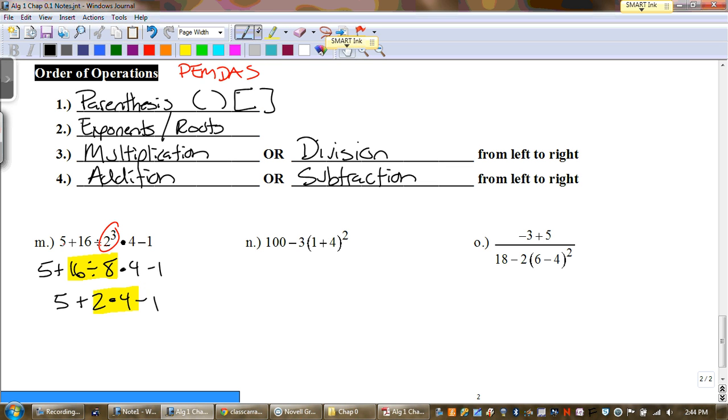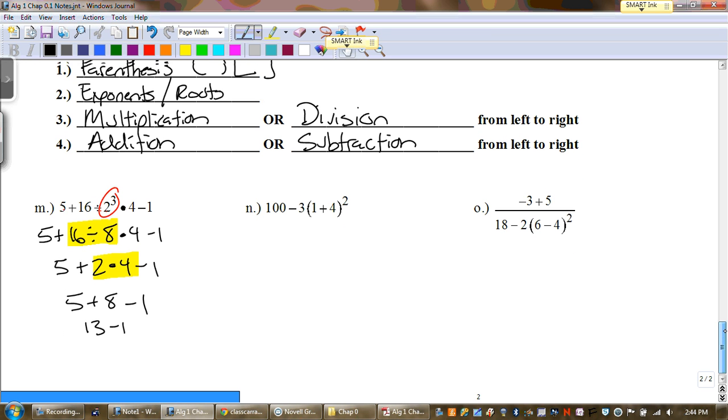2 times 4, what's 2 times 4? Hopefully you're saying 8, okay? And now 5 plus 8 is 13. 13 minus 1 is 12. And that's your final answer, okay?